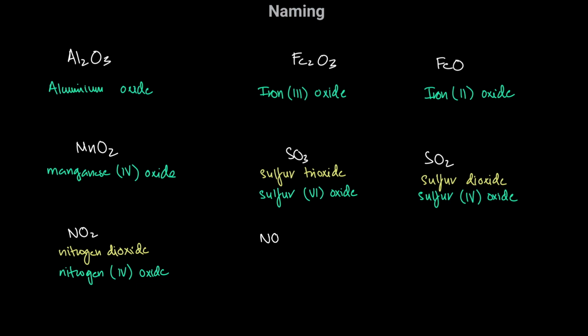Similarly, if you look at NO, NO is nitrogen monoxide, but it may also be referred to as nitrogen 2 oxide. Because we have one oxygen here which is -2, that means the nitrogen is +2. It has an oxidation number of +2. This is nitrogen 2 oxide.